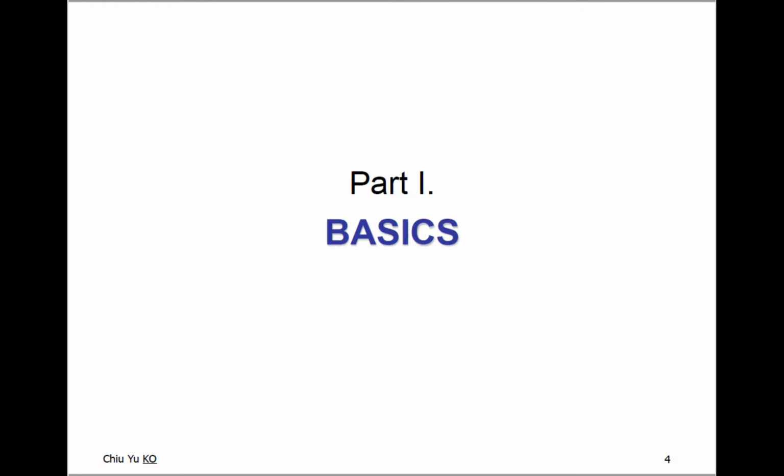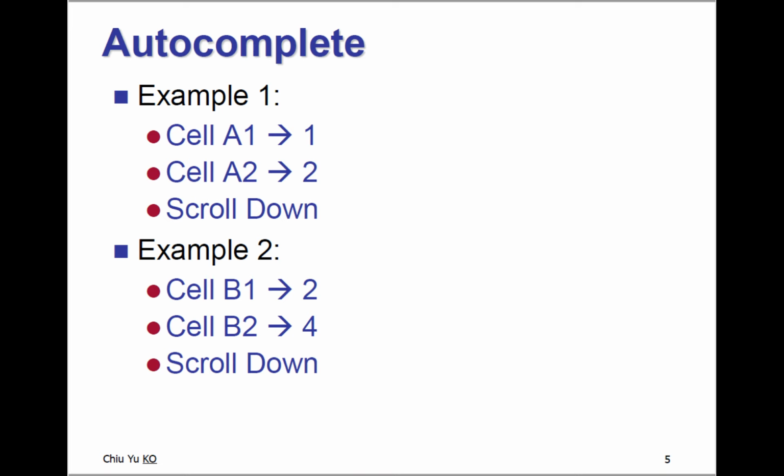Now we want to cover some basics of Excel spreadsheet operations. One thing we want to cover is what we call autocomplete. Excel is very smart. When you type the first few numbers, it can guess the rest. So the first example is 1, 2, and you try to scroll down. Then you fill 3, 4, 5, 6, 7.